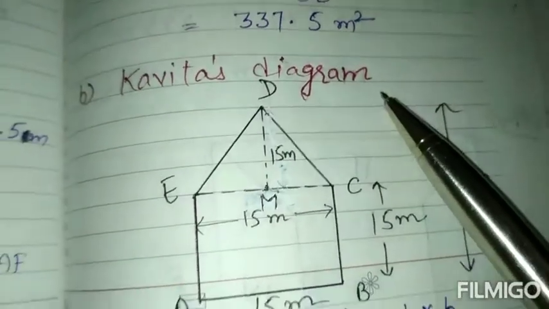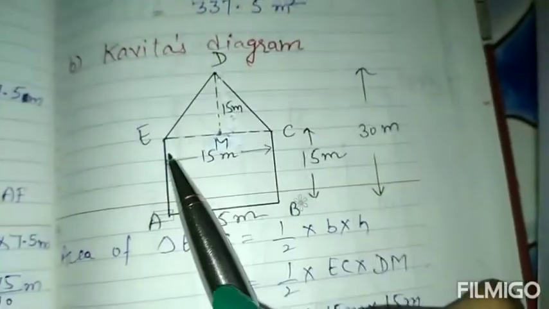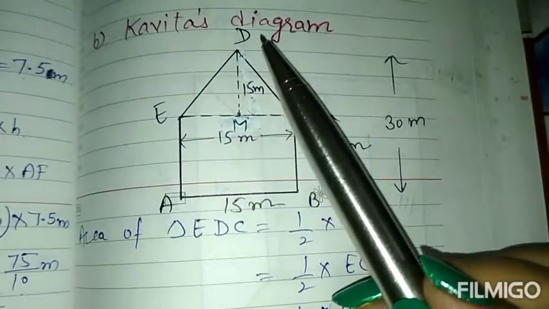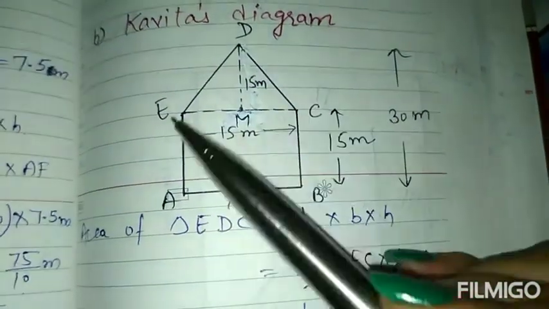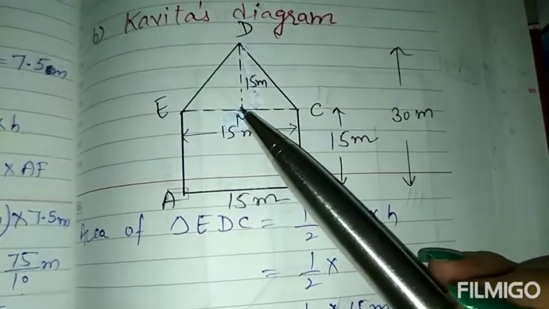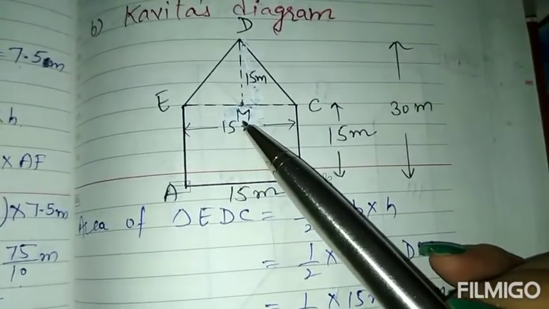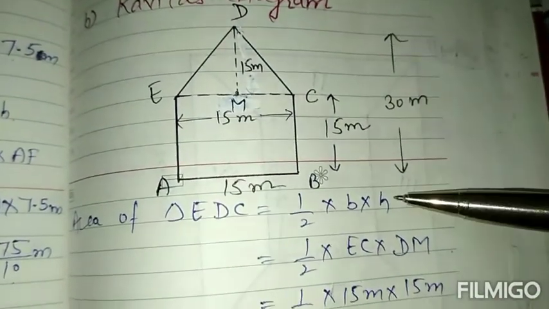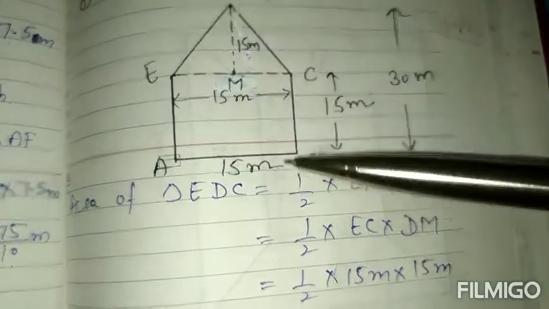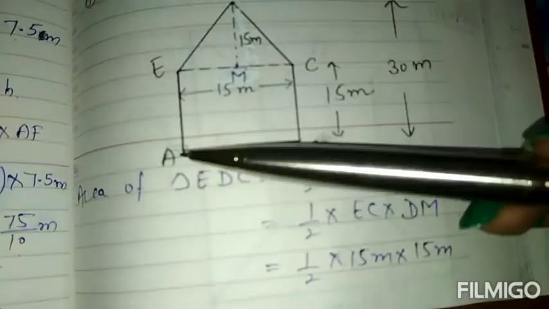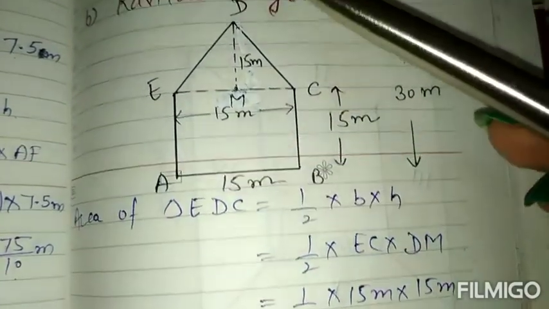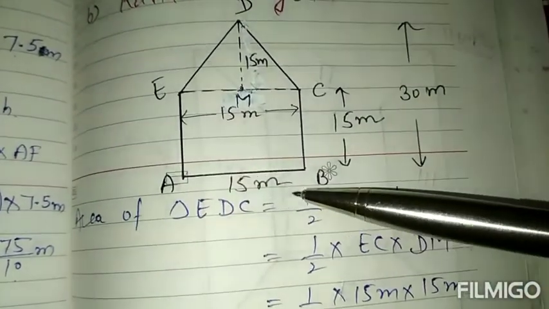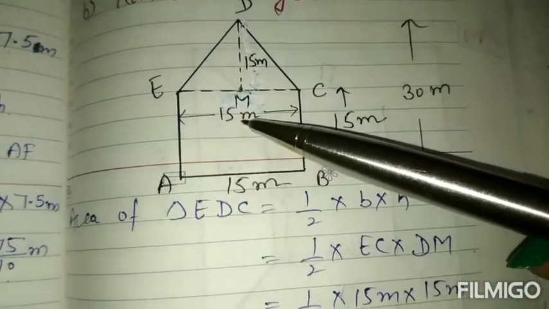Now according to Kavita's diagram, ABCDE is the diagram. Firstly, we will find the area of triangle EDC. And this point we will name as M. Then half of base into height. Now look, complete 30 height is there. This side is 15. Clear? 15. Then DM becomes 15 meter. And AB is 15, so EC also becomes 15 meter.